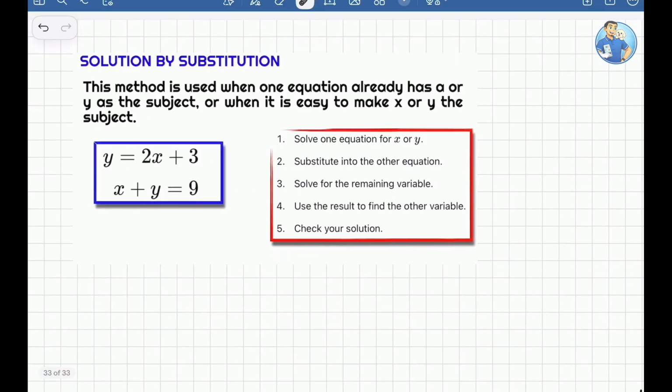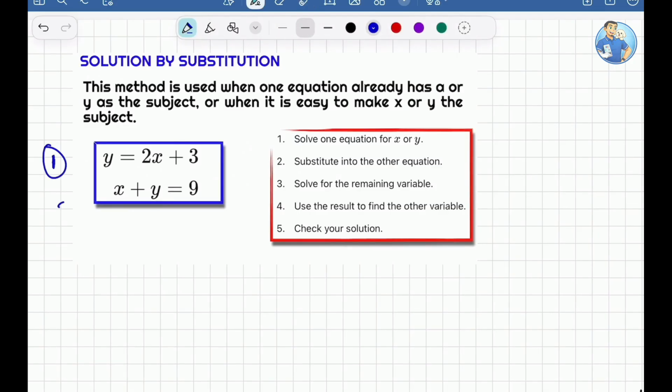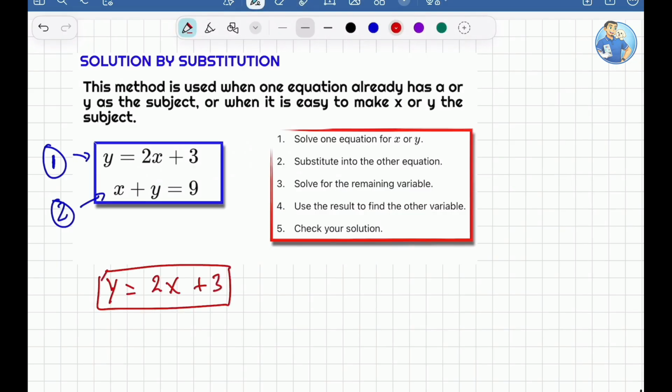What is the substitution method? First, let me label the equations. This is my equation 1, and this is my equation 2. Equation 1, equation 2. So, number 1, solve one equation for x or y. Here, we need to choose which one is easier to isolate. In this example, obviously, we already have the y isolated, 2x plus 3. So according to equation 1, the y is already isolated, it's by itself.